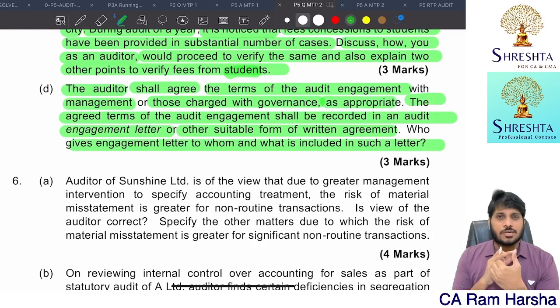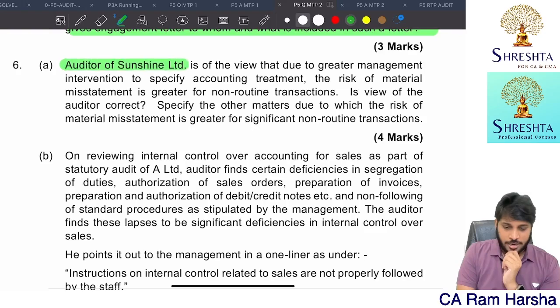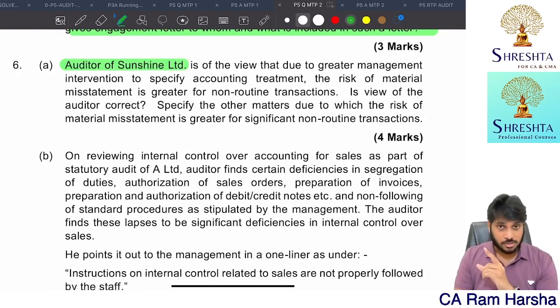Objective and scope of the audit, responsibilities of management, responsibilities of auditor, reference to applicable financial reporting framework, reference to expected form and content of the audit report, date and place, sign, all that. Sixth question. Auditor of Sunshine, please go and read the answer.